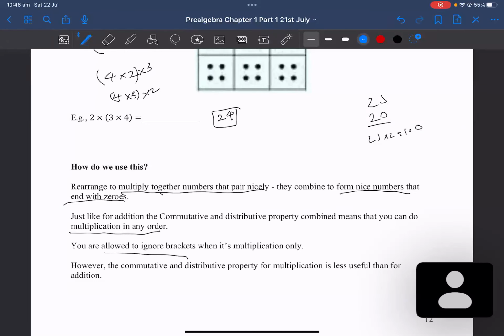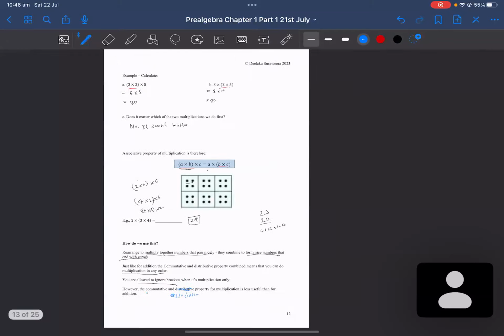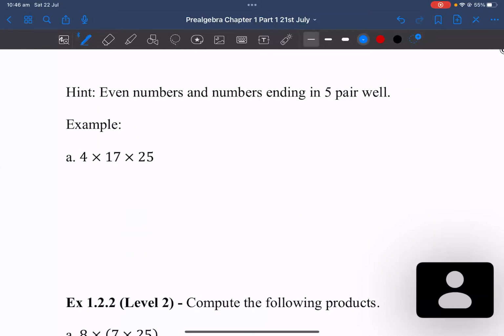But to be honest, these two properties, distributive and associative, just for multiplication, are less useful than they are for addition. So we're not going to do too many problems with it. I'll go through this example.